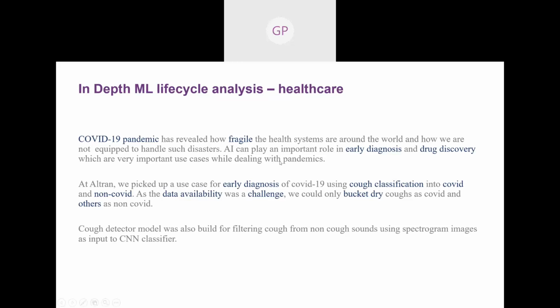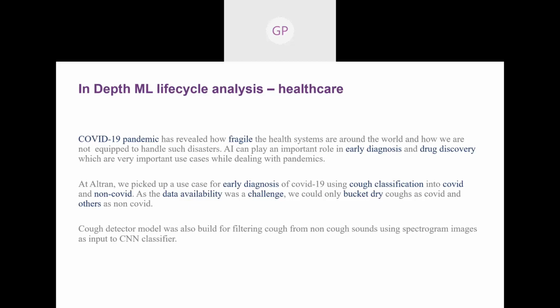Okay. So we've seen how this pandemic has translated out, and it has shown that the health systems are so fragile around the world. We knew that the COVID-19 cough data was still not available, and we started doing it in April, so that was definitely a challenge. What we could do essentially was only bucket the dry coughs as COVID and others as non-COVID. And we also didn't have much expertise in the area.